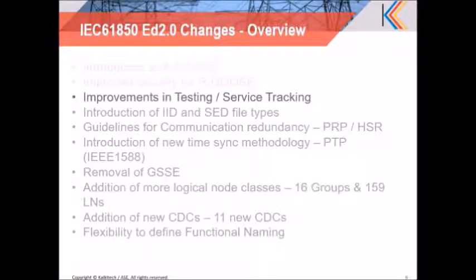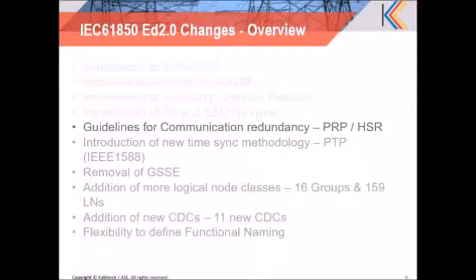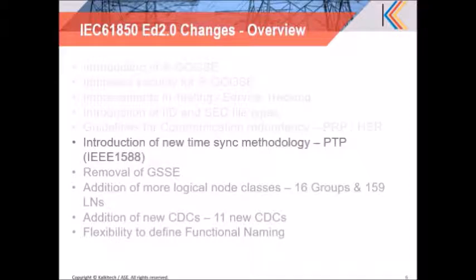Then improvement in testing of the devices with the addition of service tracking and other functionality. We will go into an overview of how the GOOSE simulation bit and other scenarios can be used to improve the testing scenario. Then two more file types were introduced to 61850-6, that is the instantiated IED description and system exchange description files. Then communication redundancy guidelines as per PRP and HSR were introduced in addition to the network redundancy mechanism. Then further accurate time synchronization through the Ethernet interface itself, that is the precision time protocol or IEEE 1588, is introduced.